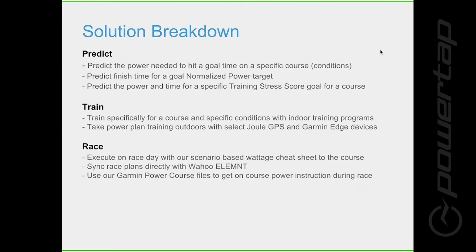This is what we tend to use with most of our triathletes. Usually for a time trial, you'd go with either the time-based model or a real power target model. Train specifically for the course and the conditions with indoor training programs, or take it outdoors. If you want to go out and simulate the conditions, you can do a time-to-power workout outside that will stress the same feeling in your legs that you'll feel on race day.